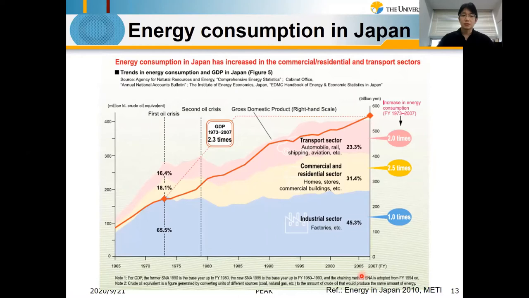This is because the situation of energy in Japan completely changed after 2010. Can you guess what happened after 2010? In 2011, we met the Great East Japan Earthquake, also called the Tohoku Earthquake. Thus, energy and GDP dropped once in Japan. However, they have recovered. That's why, to capture the trend of Japanese energy consumption and GDP, I use the old graph.